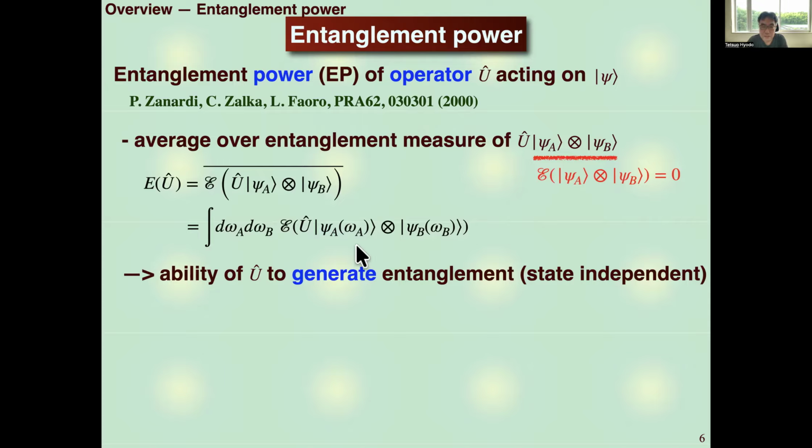Now, the definition is given here. Let me explain one by one. So we start from some initial state as a product state, namely psi A cross psi B. Any state written in terms of this A cross B structure is a product state. Therefore, its entanglement entropy is always 0.